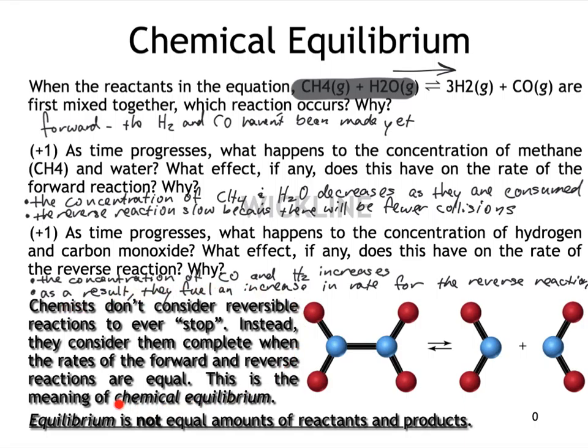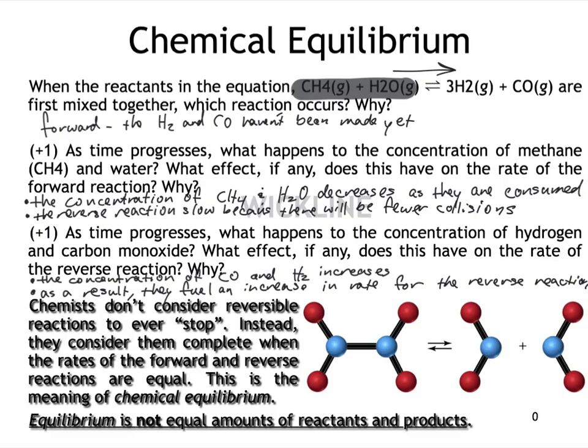Chemists actually never consider reversible reactions to ever stop. Instead, we just believe that the rate of the forward and reverse reactions become equal. And when the rate of the forward and reverse reactions become equal, you would not notice any changes occurring. I have an analogy to help you guys think about this. Let's say that you are a mile up in the air, and you're looking down on Times Square. It looks pretty crowded, right? Let's say it's a crowded day.